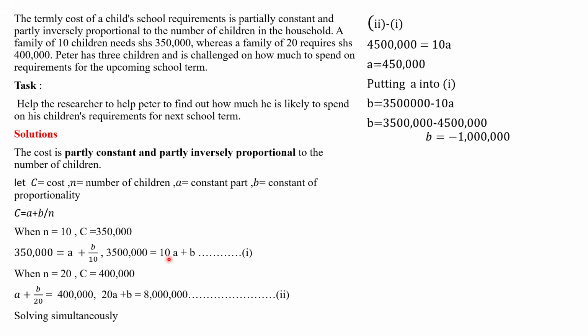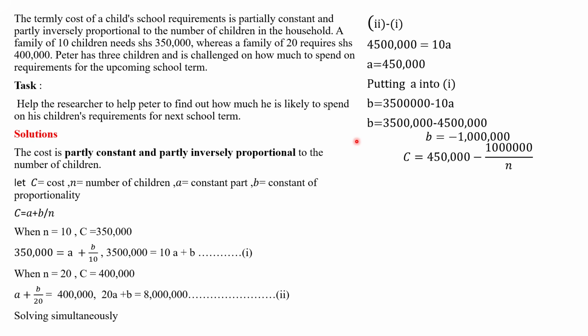So from this equation, 3,500,000 is equal to 10A plus B. Make B the subject. It is 3.5 million minus 10A that gives me the value for B. Here we have 10 times 450,000, that is 4.5 million. So we get our B as negative 1 million. So that is our proportionality constant.